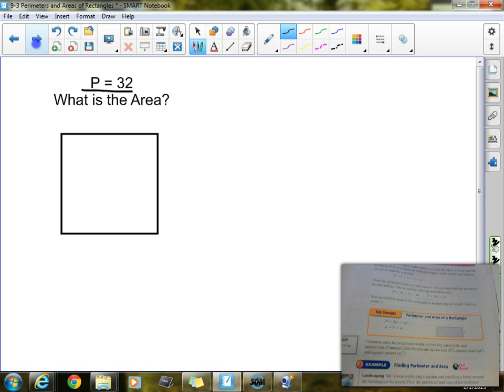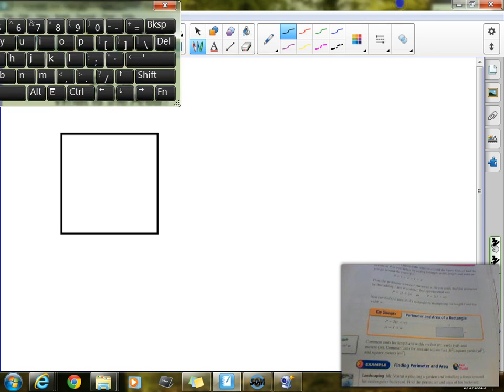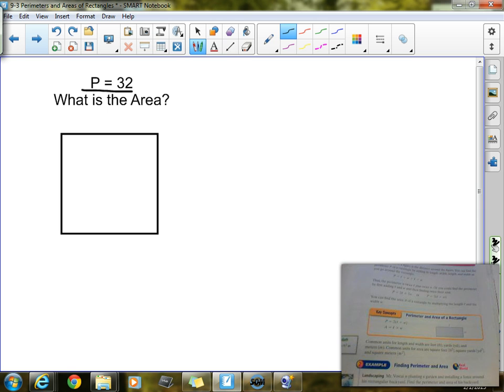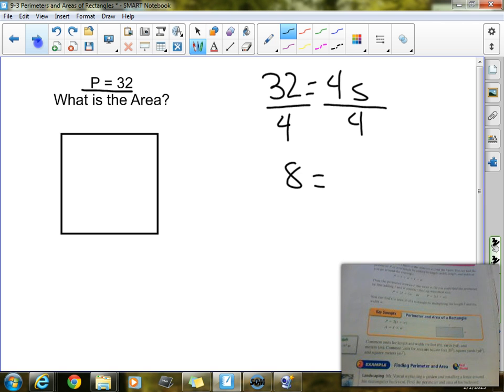So if P equals 32, I'm going to look back here. Perimeter equals 4 times side, or 4s. So all I do is 32, because that's my perimeter, equals 4s. Now, hopefully you should remember back to algebra. If I want to get my variable alone, I just simply divide. So 32 divided by 4 is going to be 8 equals, and that crosses out, side. So my side is going to be 8.